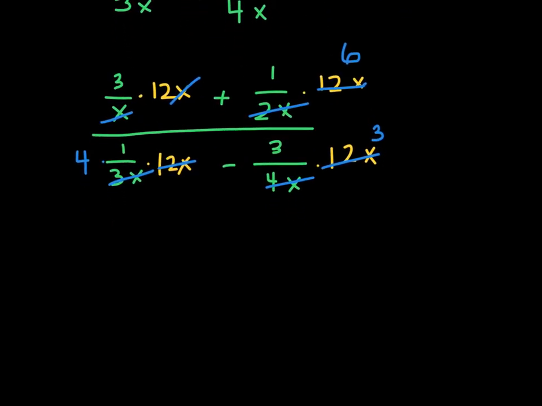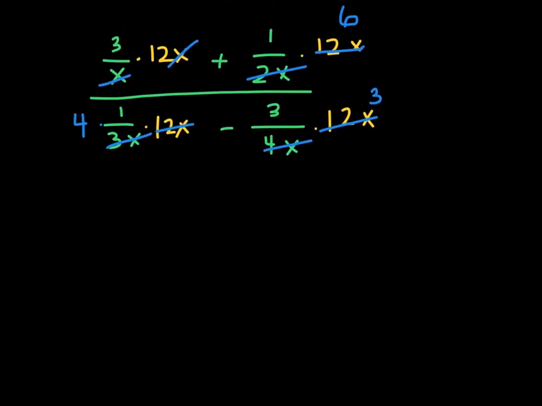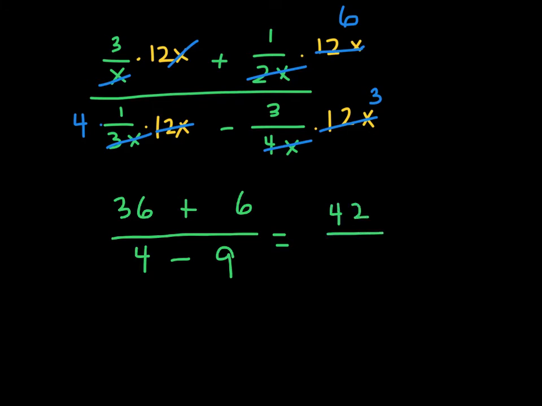So what we're left with here is 3 times 12, which is 36, plus 1 times 6, which of course is 6, over 4 times 1 minus 3 times 3. Cool. So then 36 plus 6 is 42, and 4 minus 9 is negative 5. Our final answer can be written negative 42/5. All right, everybody? Very good.